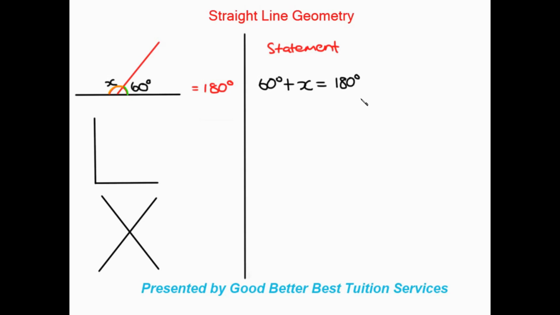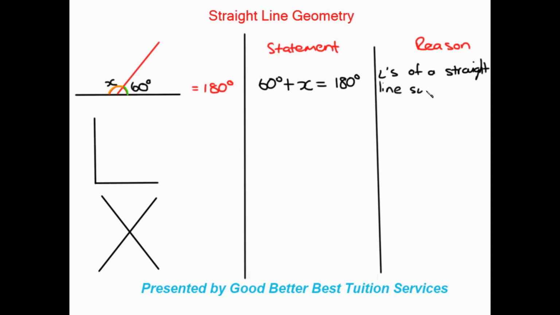Cool. And here's where the terminology comes into our reason. We need to give a statement as well as a reason when we're busy with these types of sums. Our statement here was 60 degrees plus x equal to 180 degrees. Now we need to give them a reason why we say this statement. Let me just split this up quickly into two sections. We understand that two angles adding up to 180 degrees are supplementary. So our reason will be: angles of a straight line are supplementary.